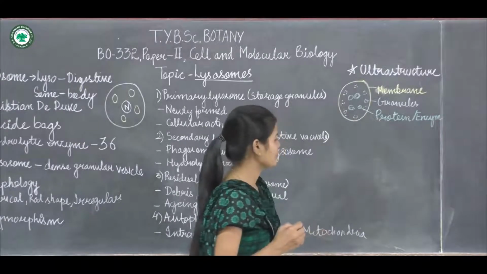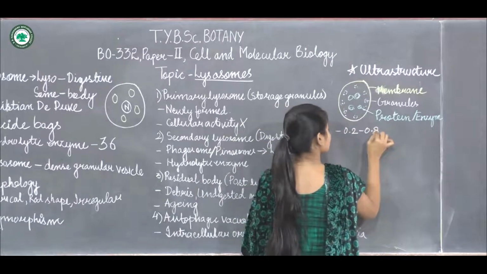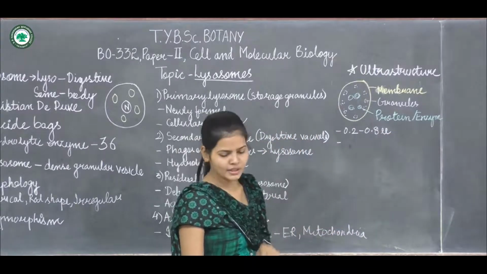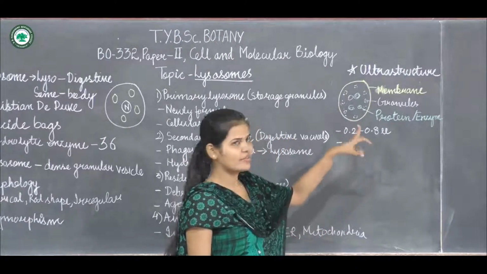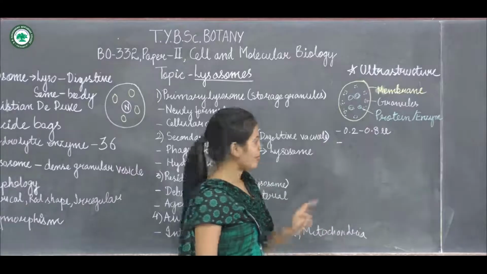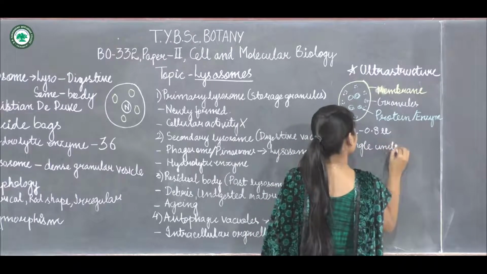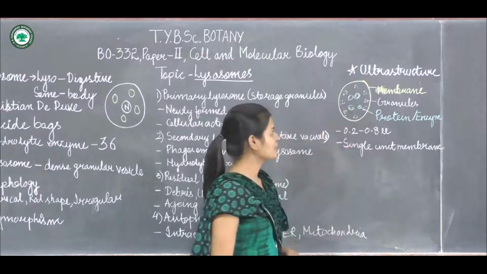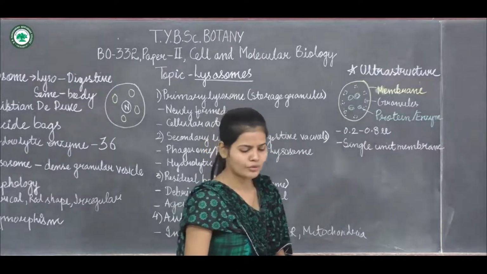The size of the lysosome is 0.2 to 0.8 micrometre. The shape is variable. We have already discussed that it may be spherical, irregular or rod shaped, and it is bound by a single unit membrane. So this is about the outer ultrastructure of the lysosome. Next we will see the chemical composition of the lysosome.